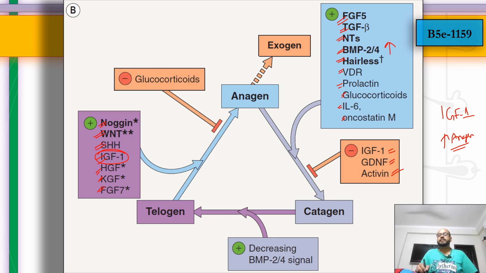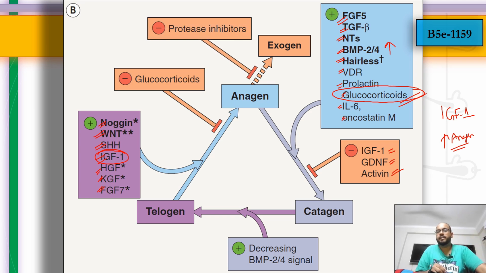Steroids will stop or will inhibit telogen to anagen, and we know that glucocorticoids will increase anagen to catagen. So glucocorticoids or steroids are decreasing the phase of anagen. That's why people with prolonged steroid therapy have thinner hair. They will lose their hair easily.